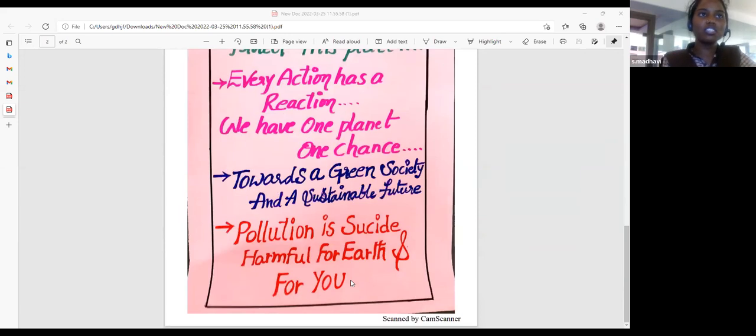And the next one is towards a green society and a sustainable future. Because of greenery only we have rains, and we also get food materials from it. Pollution is a suicide, harmful for the earth and for us. So don't pollute the environment and don't pollute the earth, because that pollutes our bodies and our minds also.